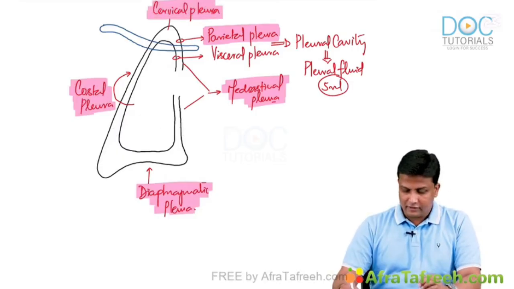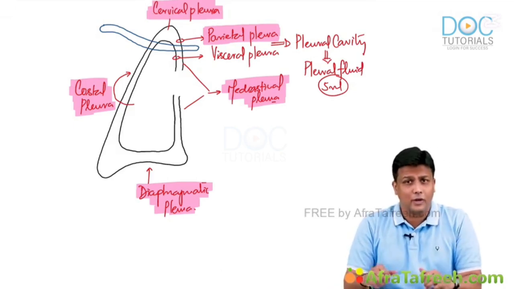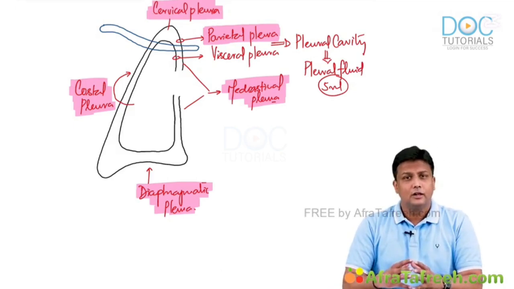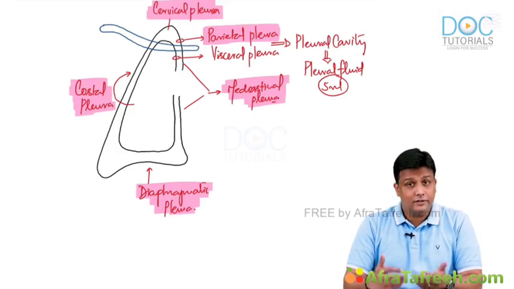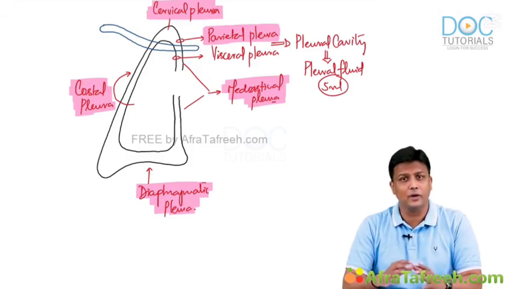Now the main thing that I wanted to teach you here regarding this pleura topic, and why we are learning about all these things over here. Why? Because if you observe between the visceral pleura and the parietal pleura, you will be able to observe there is some additional space present in the lower aspect.